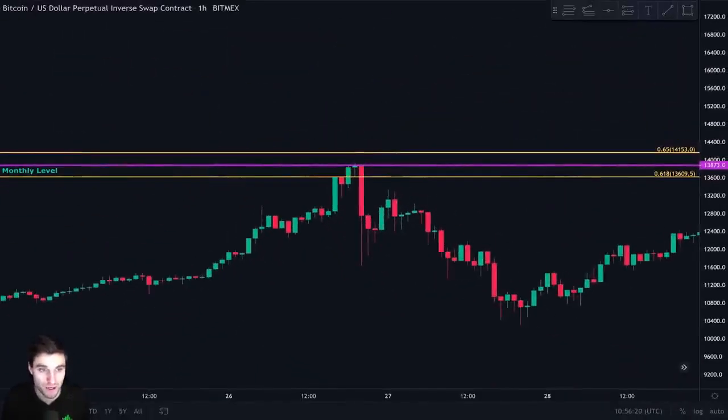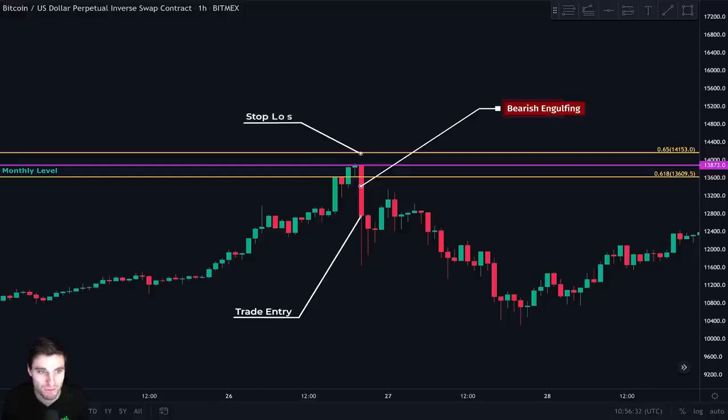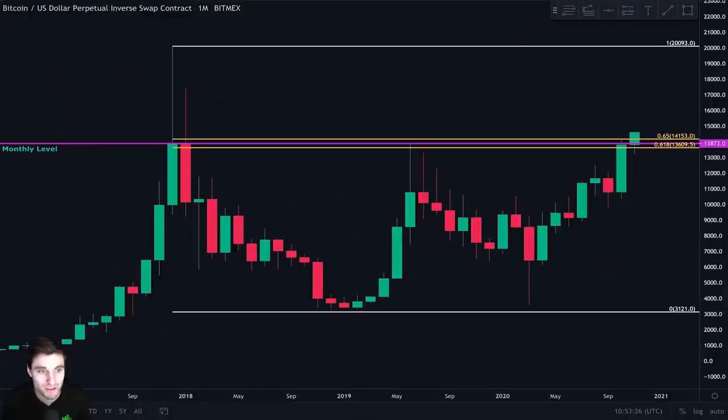This is the 1 hour chart. Look at the bearish price action when price came back to touch this monthly level. We clearly see this bearish engulfing candle, which is our trigger to enter a short, and we would have placed our stop loss just above this candle. But what happened next? Price went down and almost touched the 0 point of our Fibonacci retracement.